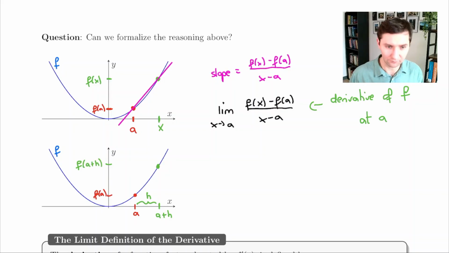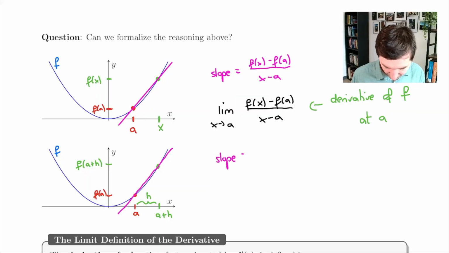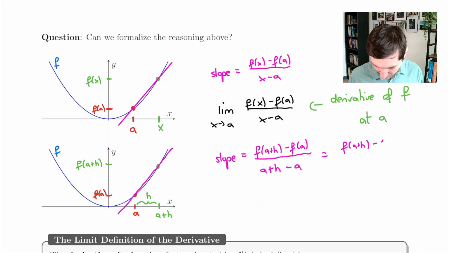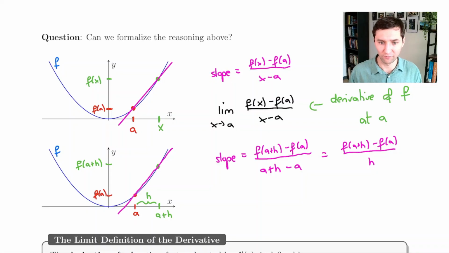I draw the secant line and I compute the slope of the secant line by taking again the difference in the y values divided by the difference in the x values. And I get f of a plus h minus f of a divided by a plus h minus a. A and negative a in the denominator cancel, and I get f of a plus h minus f of a divided by h. This is the formula for the slope of the secant line.